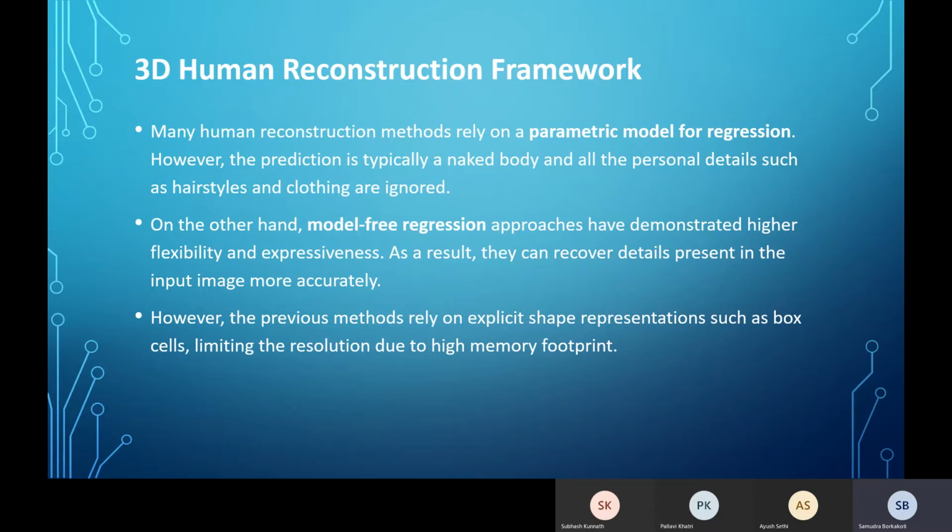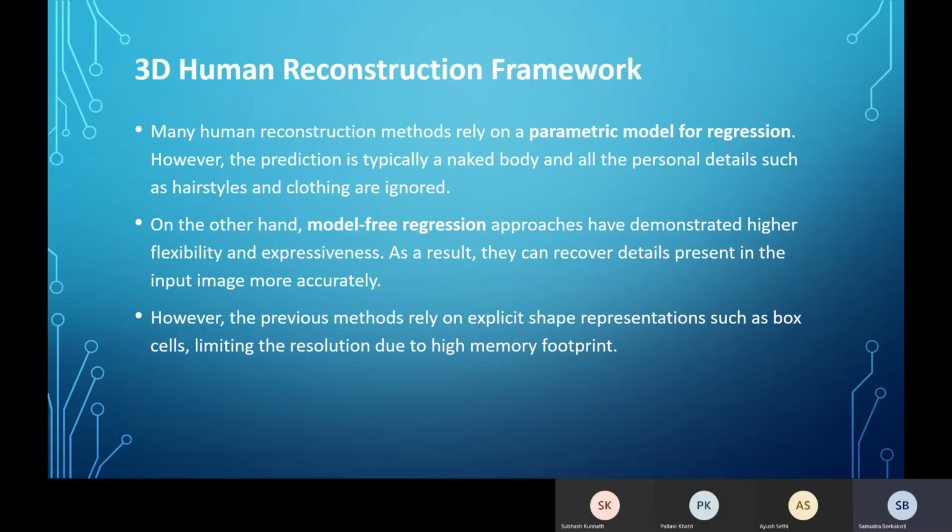But these reconstruction methods typically predict the naked body, how it is shaped and posed, and the personal details such as clothes and hairstyles are basically ignored. On the other hand, there's model-free regression, which is more flexible and expressive, as it shows the area of clothing or hair on the body, but it also has a few limitations. We'll be discussing that also.